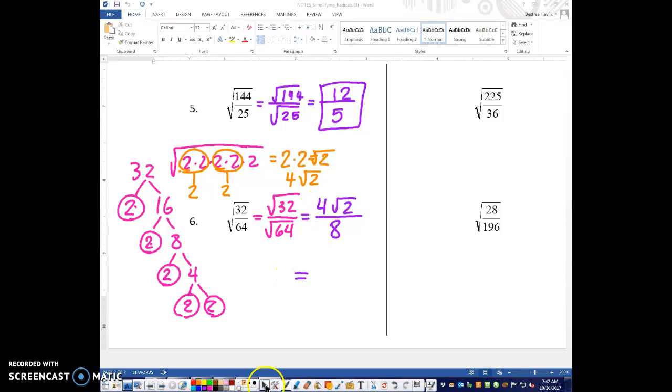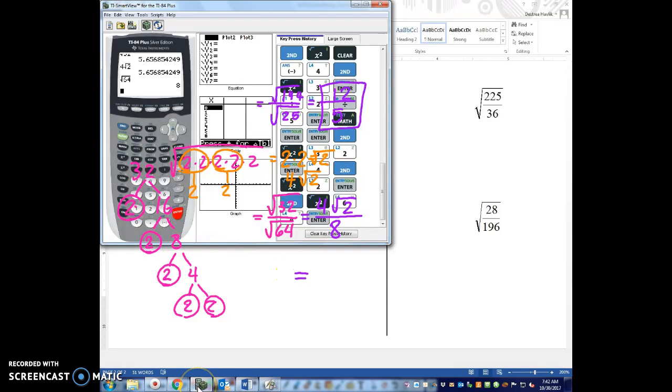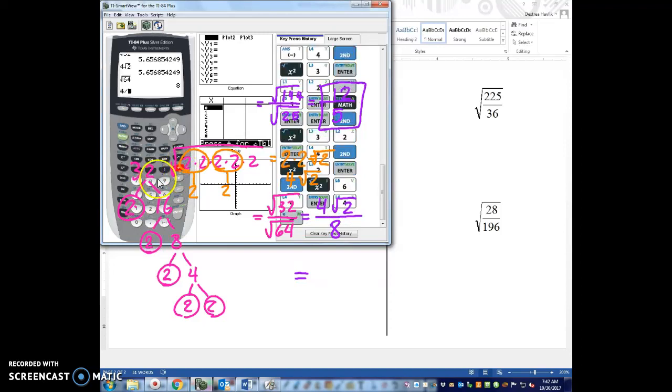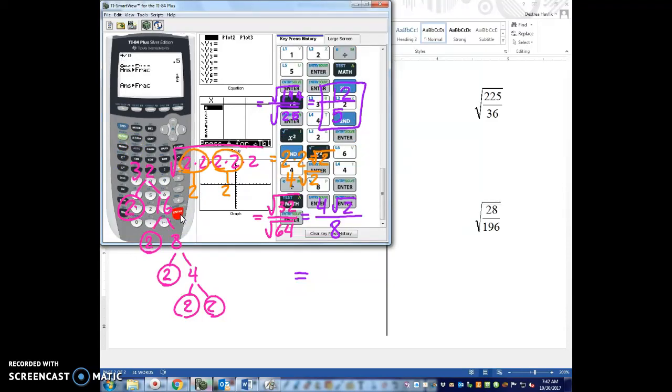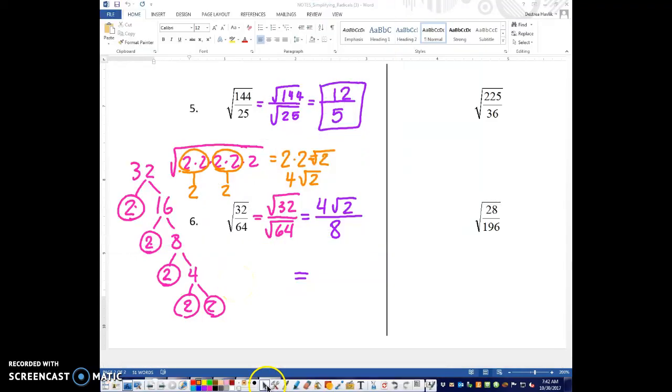So 4 over 8 divided by 8. Okay, it's 0.5. Math, enter, is 1/2. Okay? So it could be 1 square root of 2 over 2. But we usually don't write that 1, so the answer is just the square root of 2 over 2. Okay?